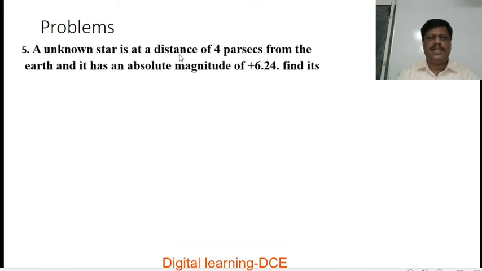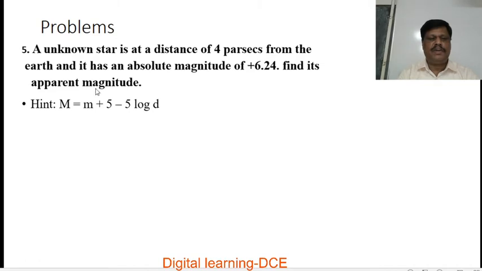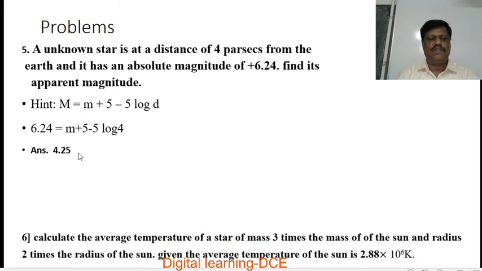The problem number 5. A known star is at a distance of 4 parsecs from the earth and it has an absolute magnitude of plus 6.24. Find its apparent magnitude. We know that the expression for absolute magnitude, capital M, is equal to small m, that is apparent magnitude, plus 5 minus 5 log d. The value of d should be in parsec. We have to calculate the apparent magnitude m. The absolute magnitude is given, 6.24 is equal to m plus 5 minus 5 log d, with d in parsec. After simplification, we will get the apparent magnitude of the star as 4.25.